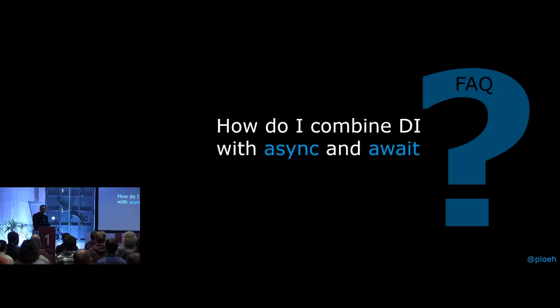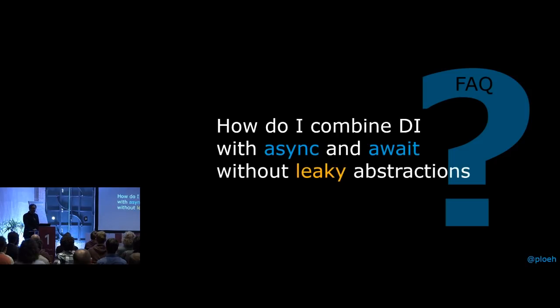The first frequently asked question that I'll try to address here is, how do I combine dependency injection with async and await? That seems easy enough, but then with a little extra qualification: without leaky abstractions. And in order to explain why this even is interesting to talk about, we'll need to look at some code examples in order to figure out what I even mean by this.